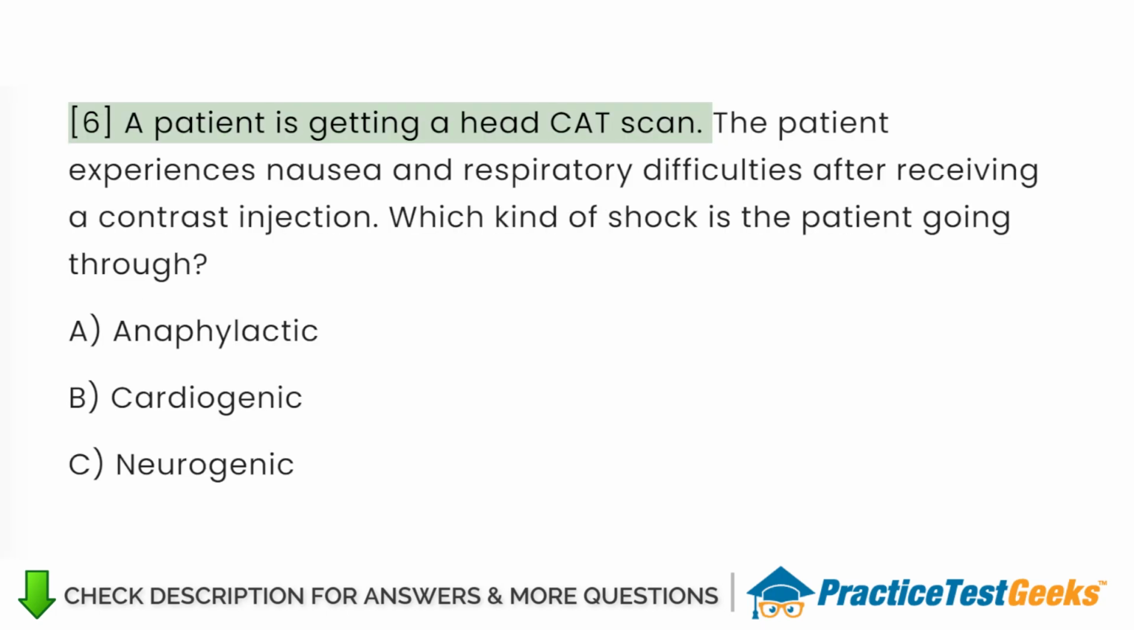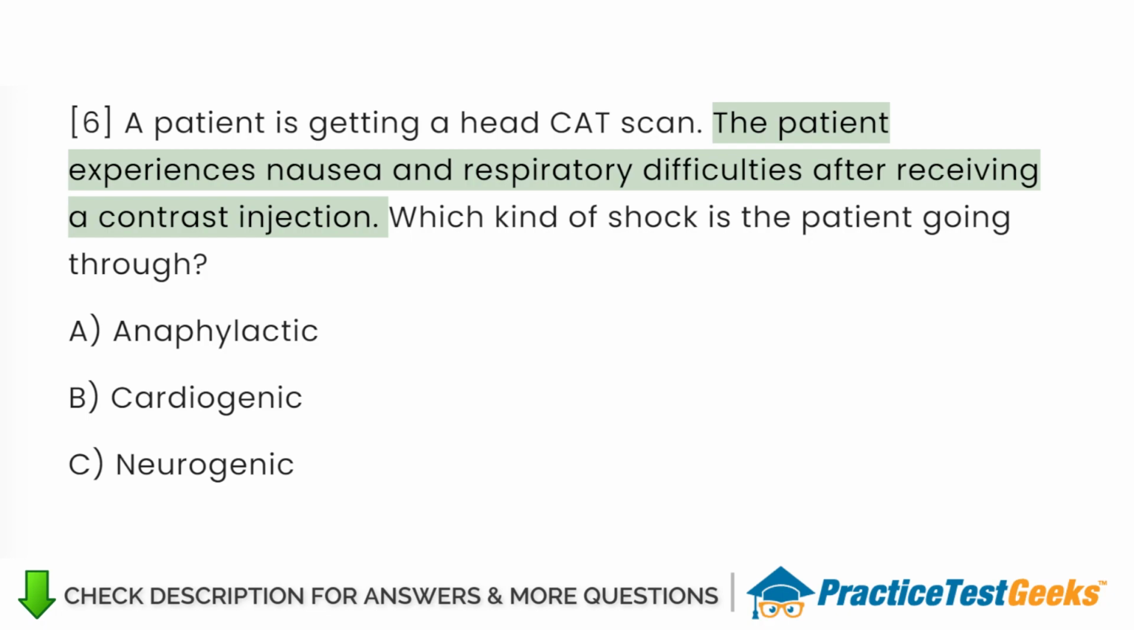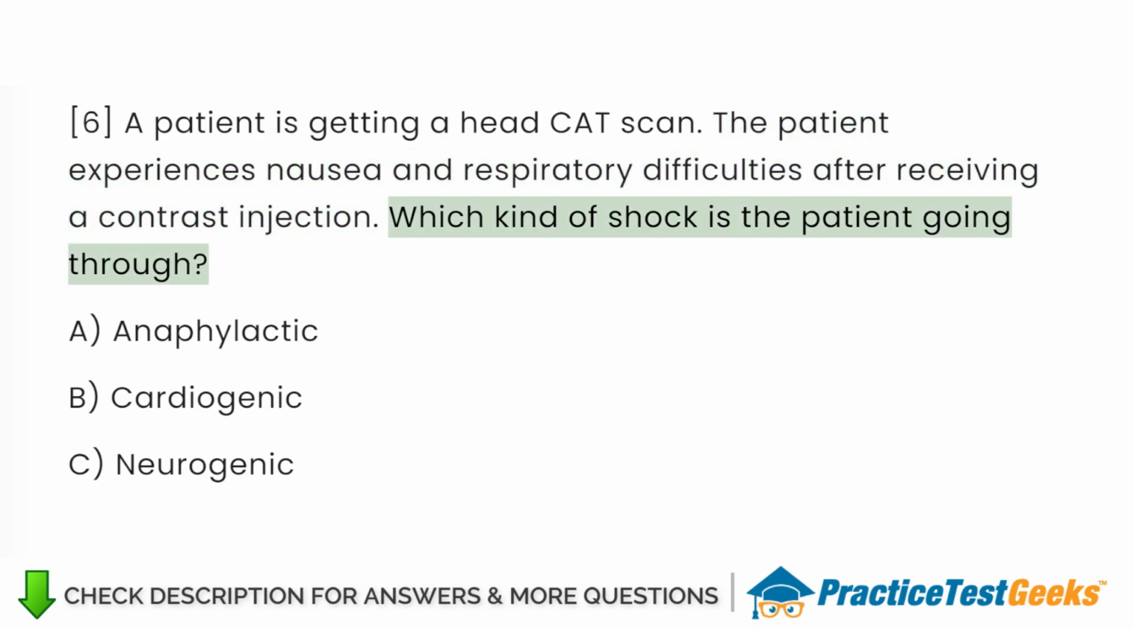A patient is getting a head CAT scan. The patient experiences nausea and respiratory difficulties after receiving a contrast injection. Which kind of shock is the patient going through? A. Anaphylactic. B. Cardiogenic. C. Neurogenic.